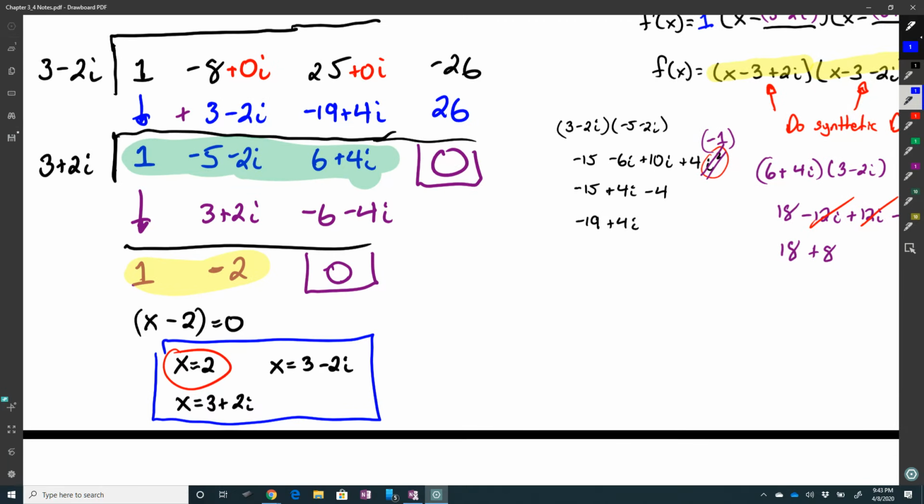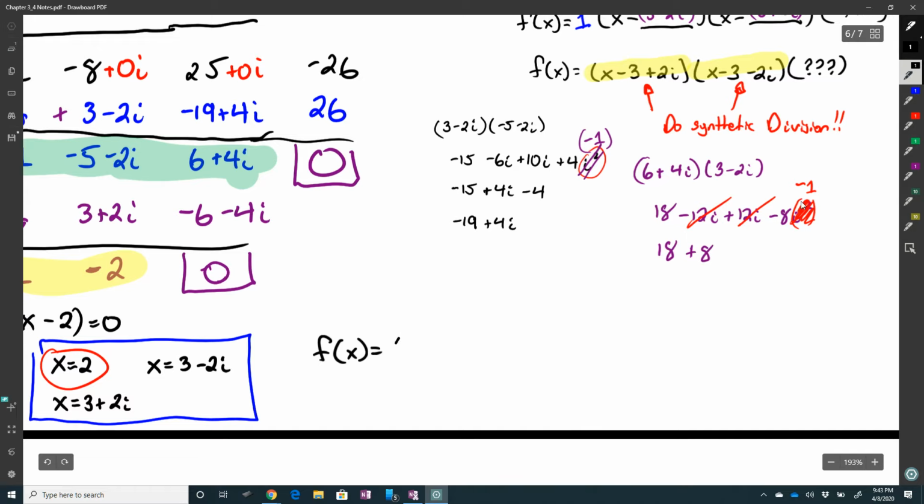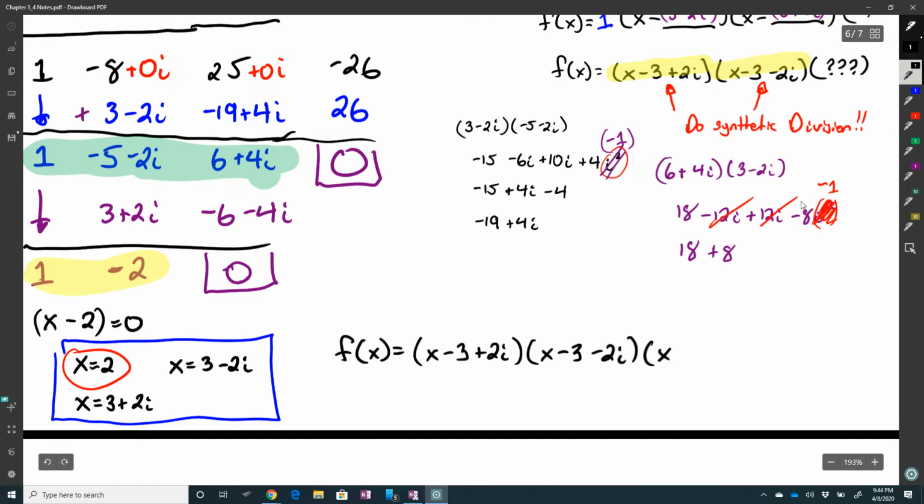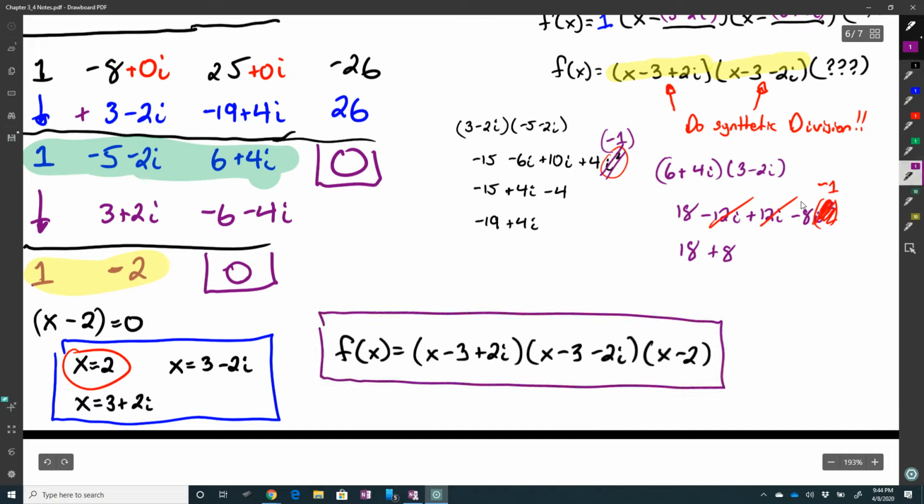All right. They didn't tell us to write it out in terms of linear factors, but we can. Remember that my problem was f of x equals, and I already had it written over here, x minus 3 plus 2i, x minus 3 minus 2i, and like we said, the missing factor was x minus 2. And there you go, you factored it. The reason why there's no number in front is because the leading coefficient is 1.